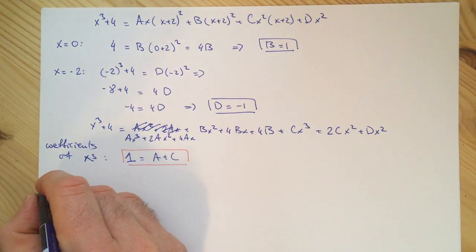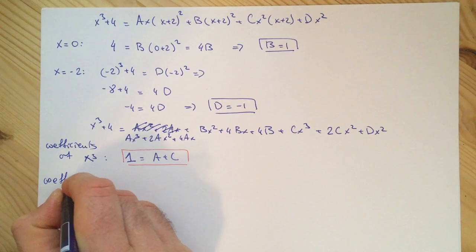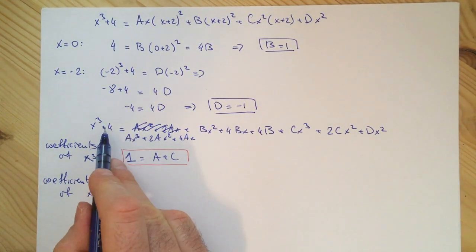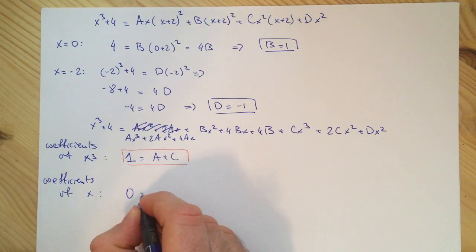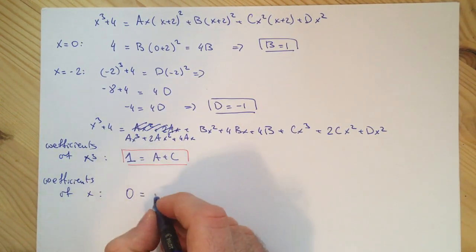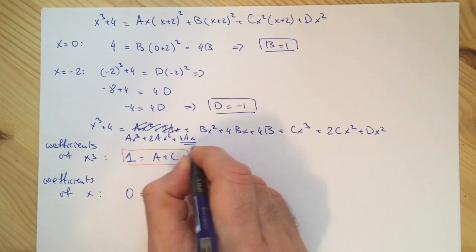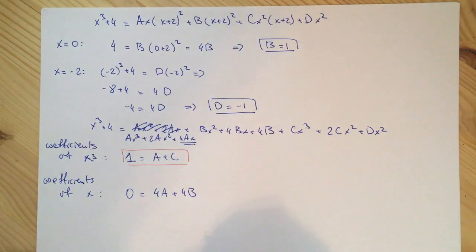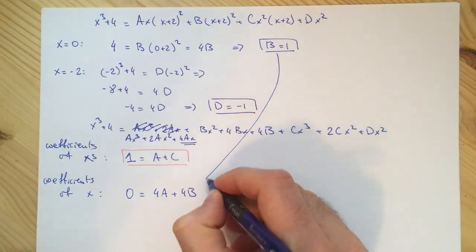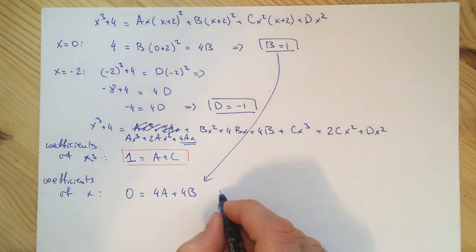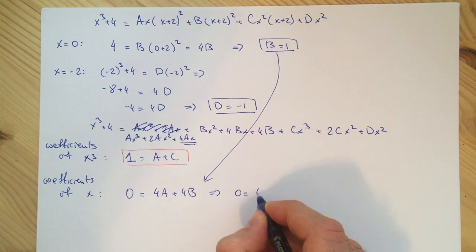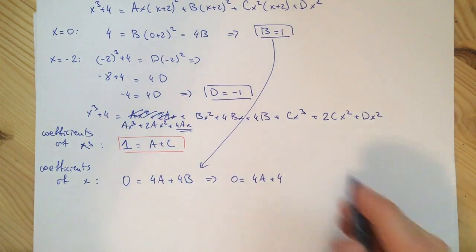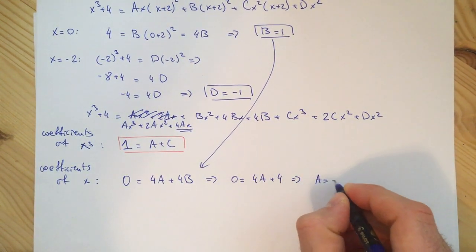So the coefficients of x on the left hand side, I don't have x, that means it's 0 times x is equal to, on the right hand side I have 4a, this term right here, right, plus 4b. But I already know how much b is, right? So 0 is equal to 4a plus 4. And from here, obviously, a is equal to -1.